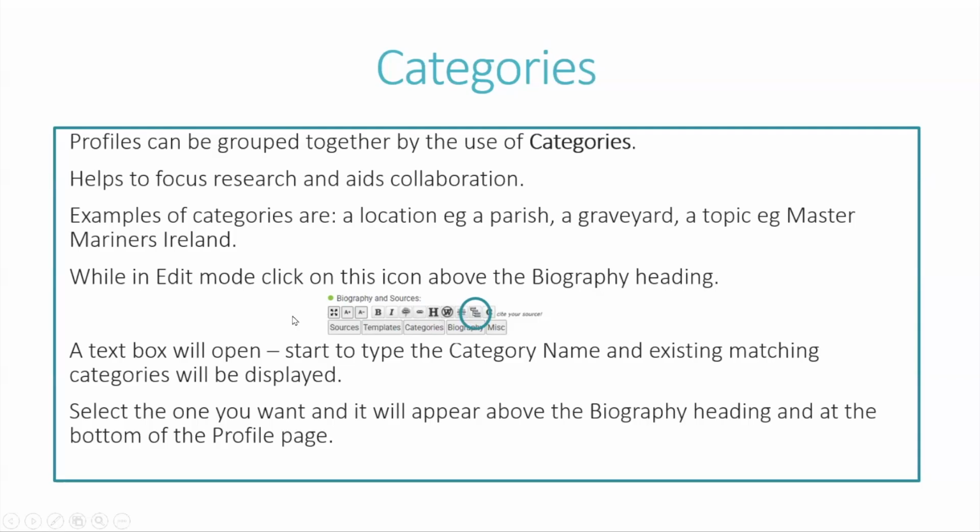little menu option icons, and you click on this one, and that opens a text box, and you start to type the category name, and then it gives you matching categories, and you select the one you want, and it appears above the biography heading, and also appears at the bottom of the profile page.